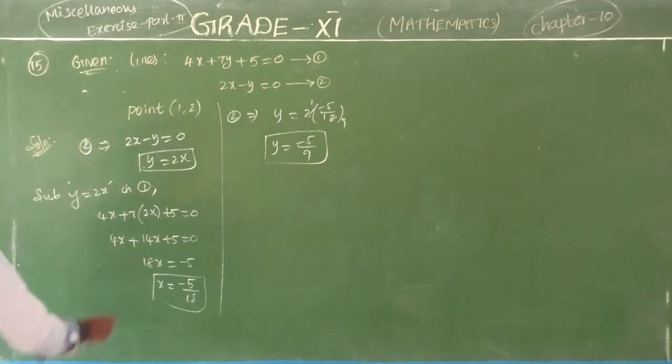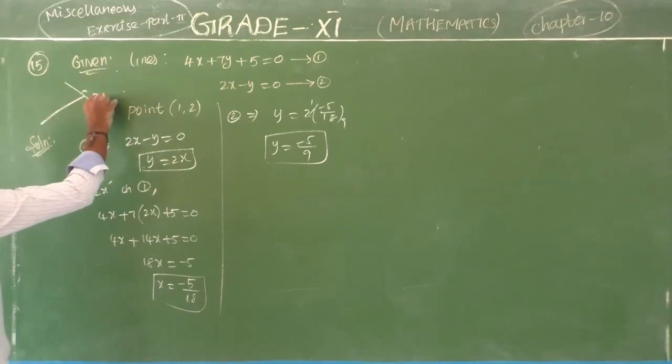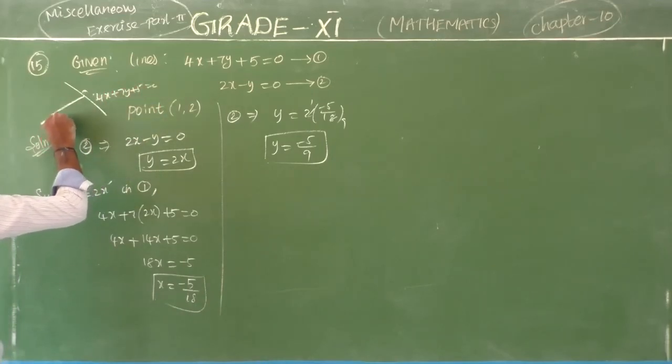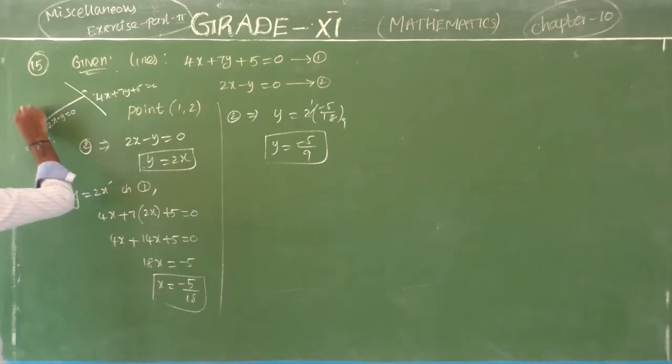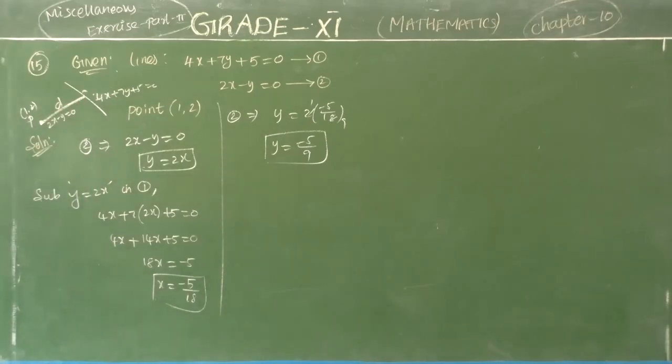Okay. So how do we make the diagram? See the two straight lines. The first straight line is 4x plus 7y plus 5 equal to 0, and that one is 2x minus y equal to 0. So this is the point P, that is (1, 2). So we need to find the distance between those two.